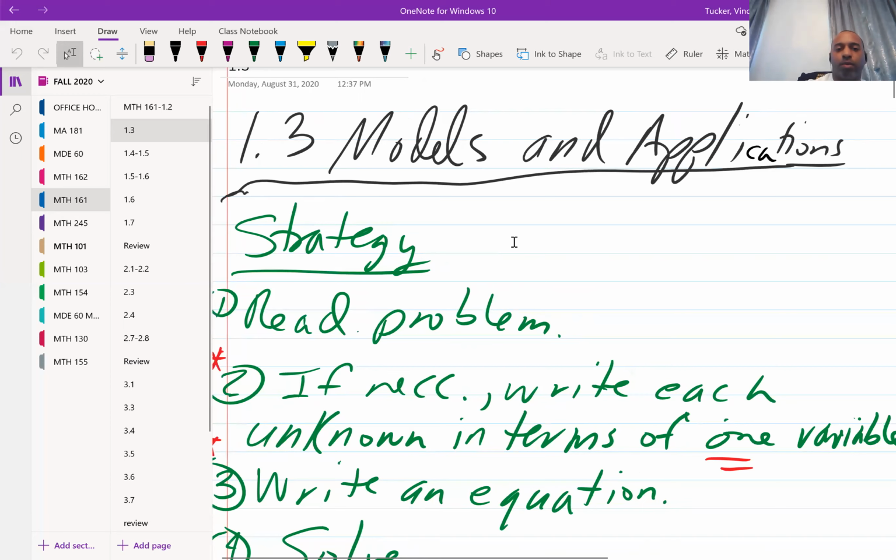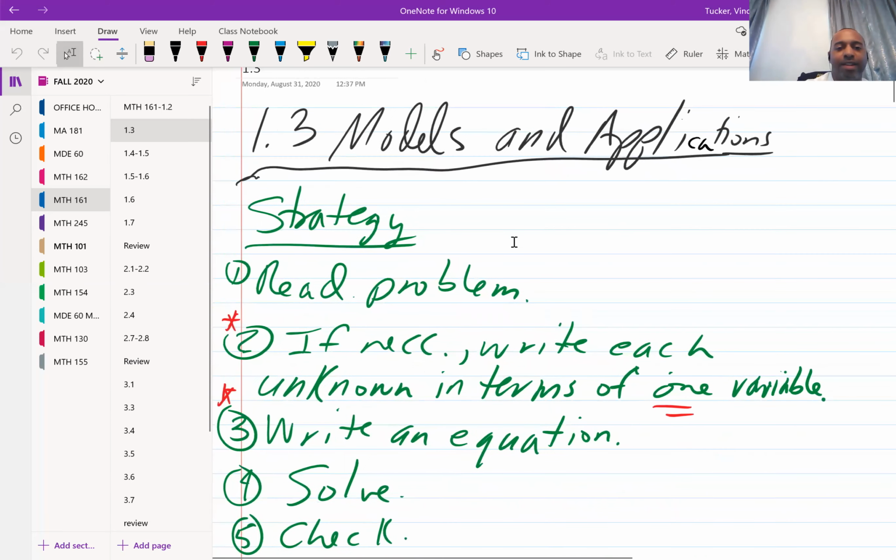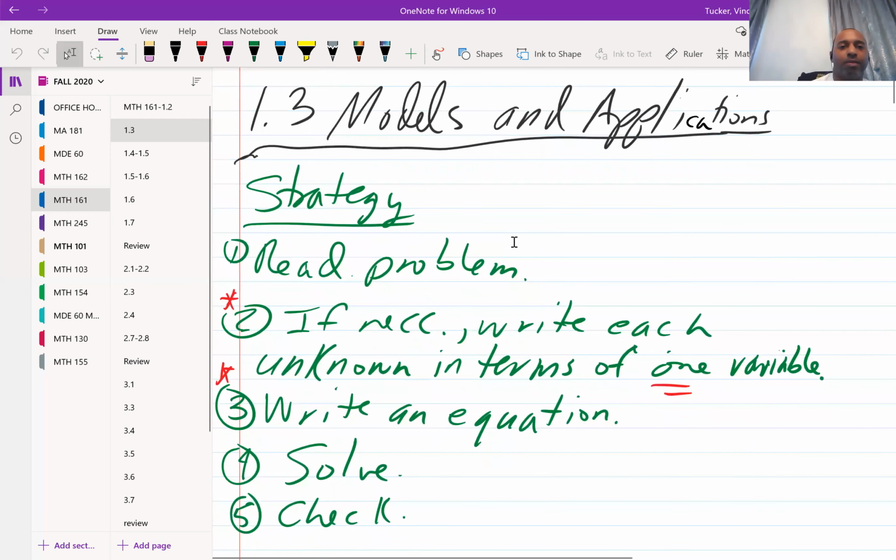So today we start with 1.3, models and applications. Applications is just another word for word problems. I know a lot of people don't want to hear that, but that's what this section is dealing with: word problems. So strategies first, you want to read the problem. Make sure you understand what the problem is saying to you and what it's asking of you, and read as many times as it takes to get the understanding that you need to move forward.